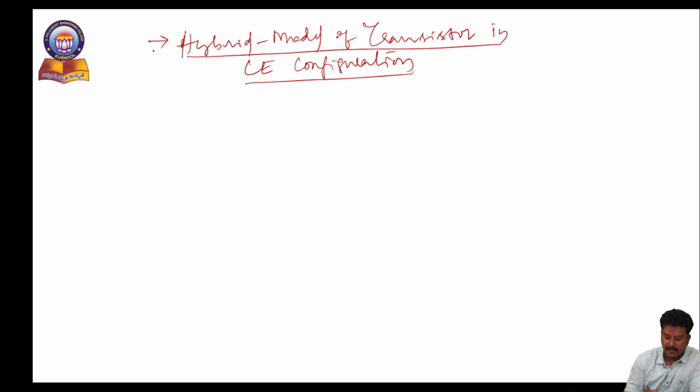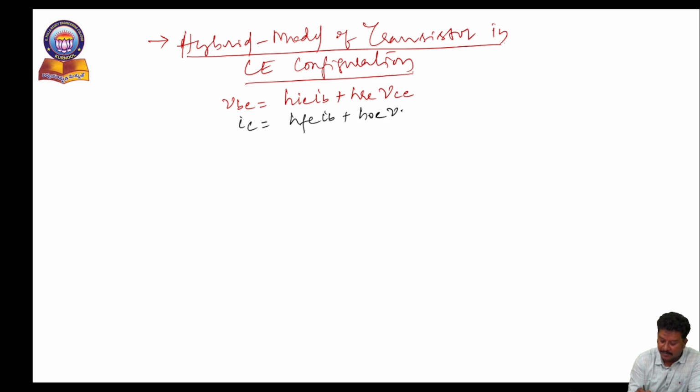Hybrid model of a transistor in CE configuration. As we know, once again I am trying to write down those equations. VBE is equal to HIE into IB plus HRE into VCE. Similarly, IC is equal to HFE into IB plus HOE into VCE. So this is equation 1, this is equation 2.